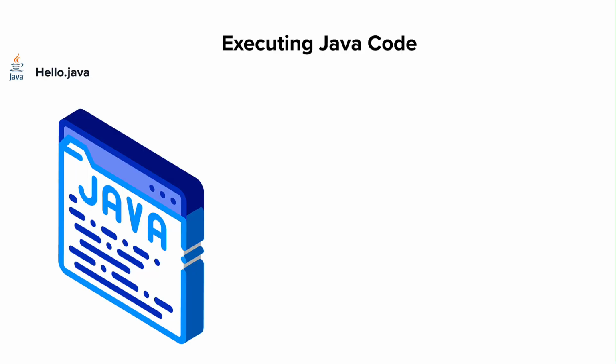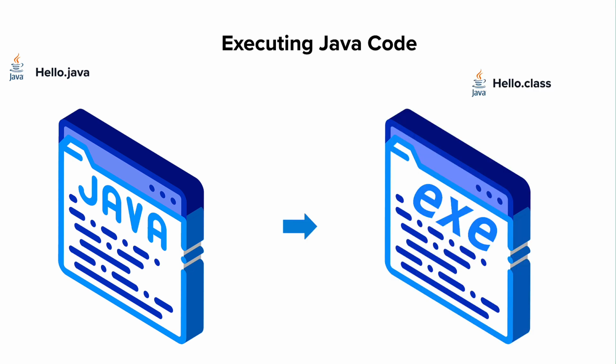Let's say you write all of your Java code inside of a file called hello.java. Before you can execute the code in this file, the computer will first need to create a new file that it can easily understand called hello.class. This file is an executable file that the Java virtual machine can actually execute.